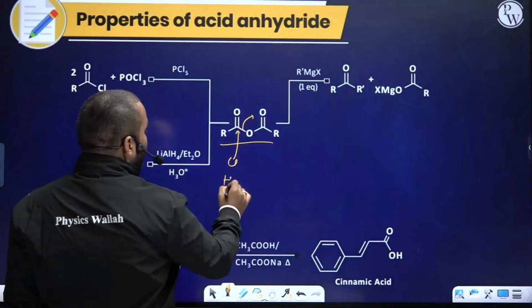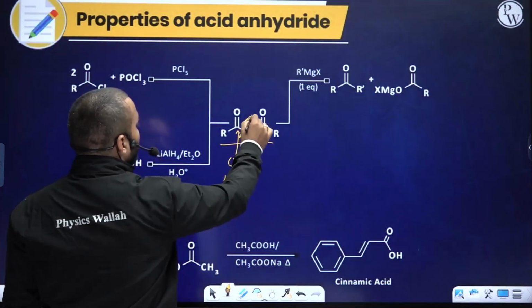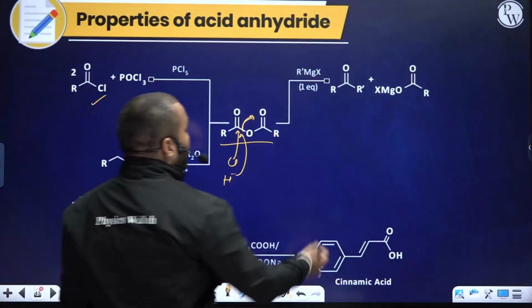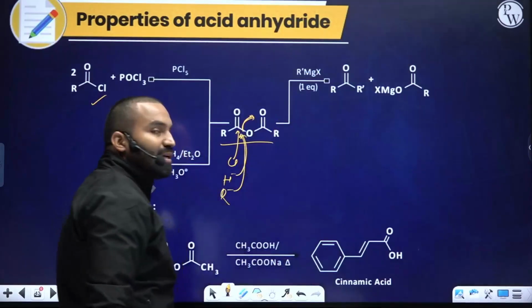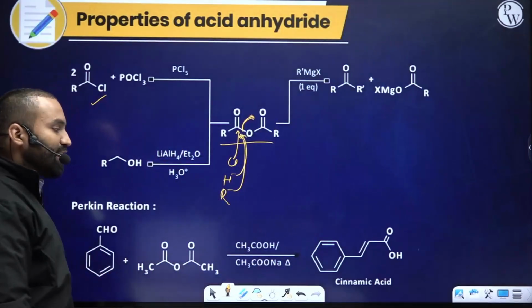Lithium aluminum hydride. Hydride comes. Hydride attacks here. This whole group leaves. Very good. Again, RMgX, R attacks here and this whole group leaves. Do you see the logic everywhere? Everywhere the same logic is happening here.